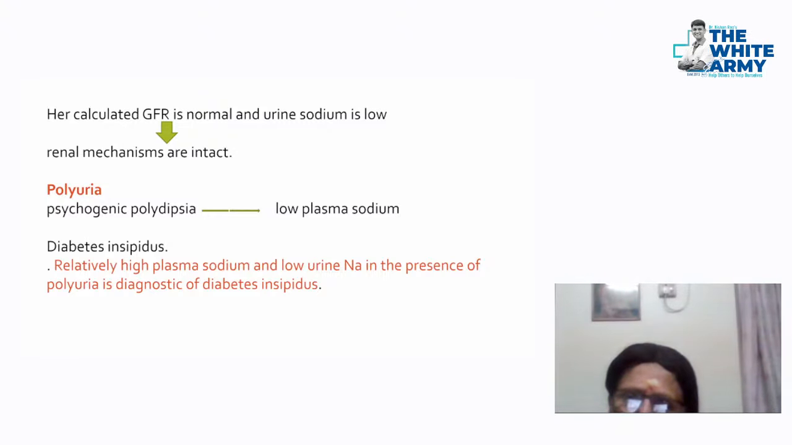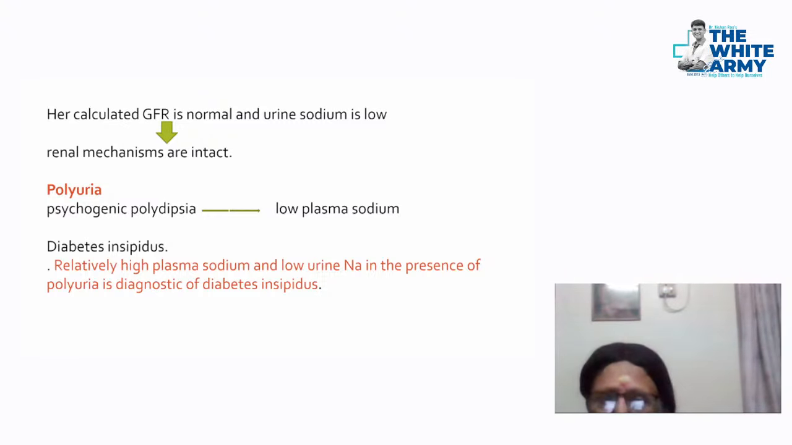Is it psychogenic polydipsia? Usually in psychogenic polydipsia, because the person is drinking excess water, it will dilute the sodium in the plasma. So it is usually associated with low plasma sodium. In diabetes insipidus, on the other hand, because of deficiency of ADH, the patient is losing a lot of water in the urine. So the plasma gets concentrated and there will be hypernatremia.